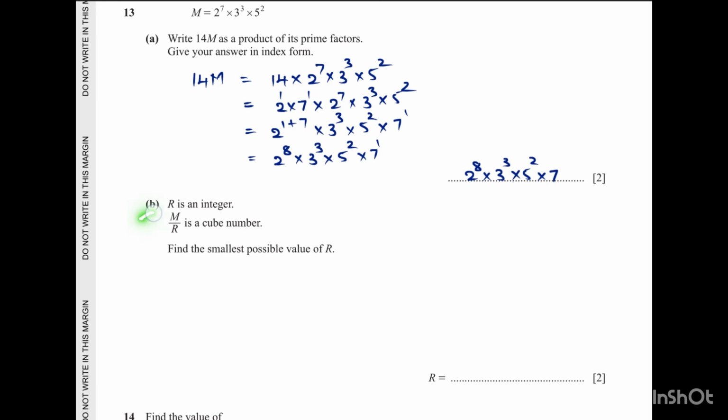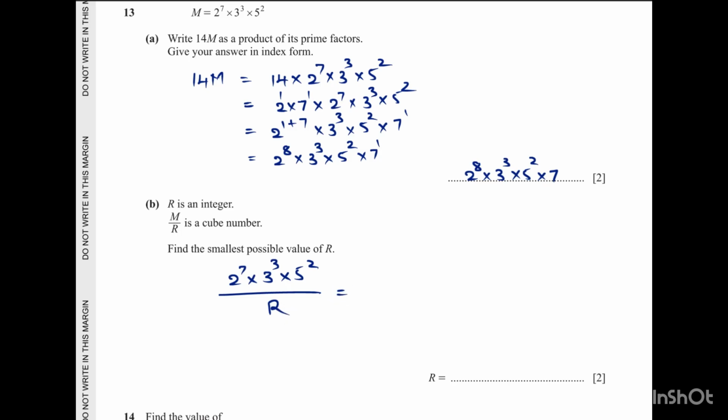Question B. r is an integer. m by r is a cube number. Find the smallest possible value of r. We need to find the smallest possible value. So first of all, write m again in the same way as given in the question: 2 raised to 7 into 3 raised to 3 into 5 raised to 2. This is m. r, we don't know what it is, and that should be a cube number.